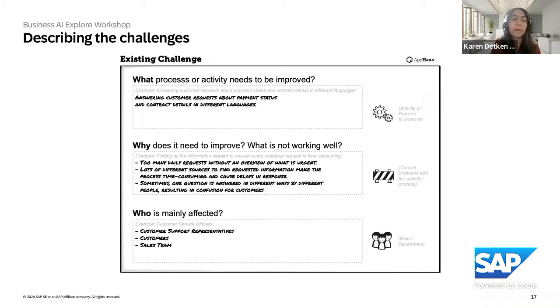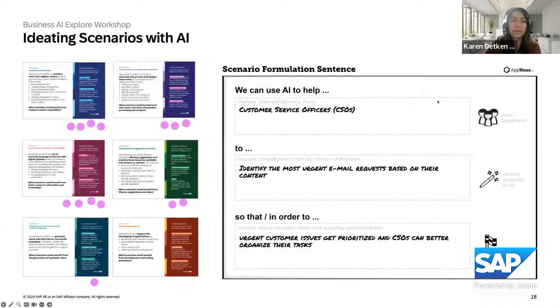So for example, here, the process or activity that needs to be improved is answering requests about payment status and contract details in different languages. Why is this not working? Because there are too many daily requests and there's no overview of what is urgent, or different people answer the same requests in different ways, so there is inconsistency. And who is mainly affected? The customer support representatives, the customers, and the sales team. So this is an example of issues that we have received.